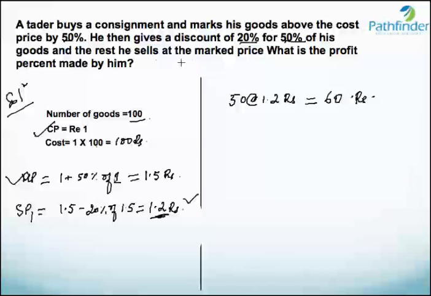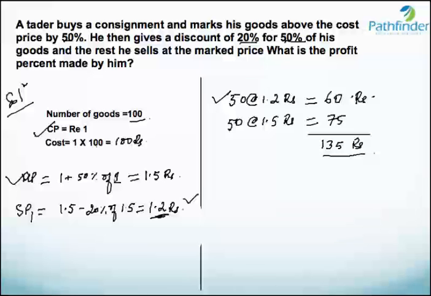And the rest he sells at the marked price. So he gives a discount of 20% for 50% of his goods. So we've calculated that. And the remaining goods he is able to sell at his mark price. So 50 into 1.5 will give us 75 rupees. So what is the total revenue? The total revenue is 60 plus 75, that will give you 135 rupees.